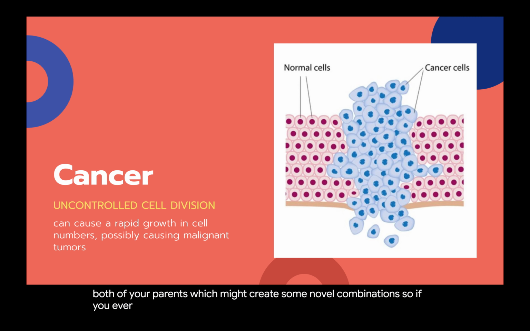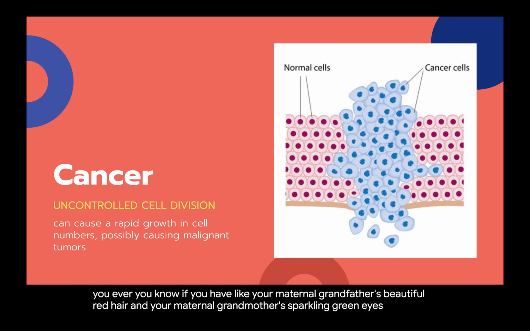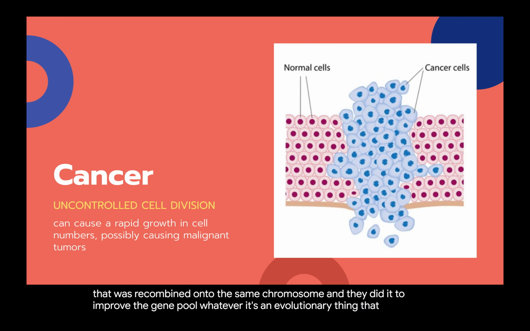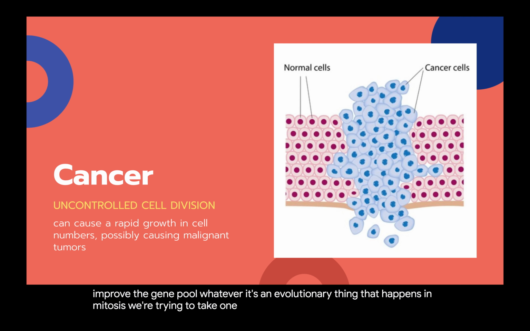So if you have your maternal grandfather's beautiful red hair and your maternal grandmother's sparkling green eyes, maybe that was recombined onto the same chromosome, and they did it to improve the gene pool, whatever. It's an evolutionary thing that happens. In mitosis, we're trying to take one knee cell and make two knee cells. We want an exact copy, no crossing over. And then it goes awry in cancer.